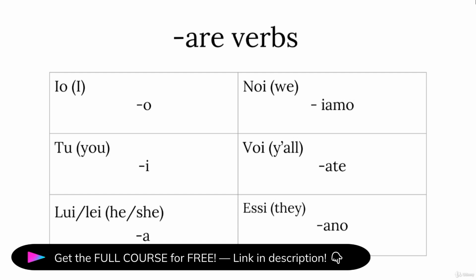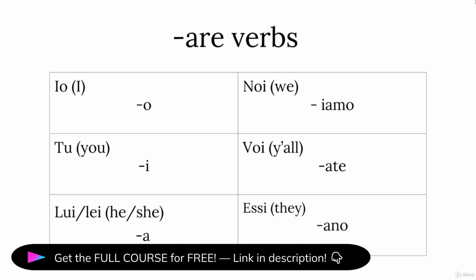To conjugate a verb, you need to take the verb root. So it's the part of the verb without the last part. The last part in Italian is are, ere, ire. So you take the first part of the verb and you simply attach the desinences. So you see here, for example, for I, io, the desinence is o. I'm pronouncing the desinences in Italian, okay?